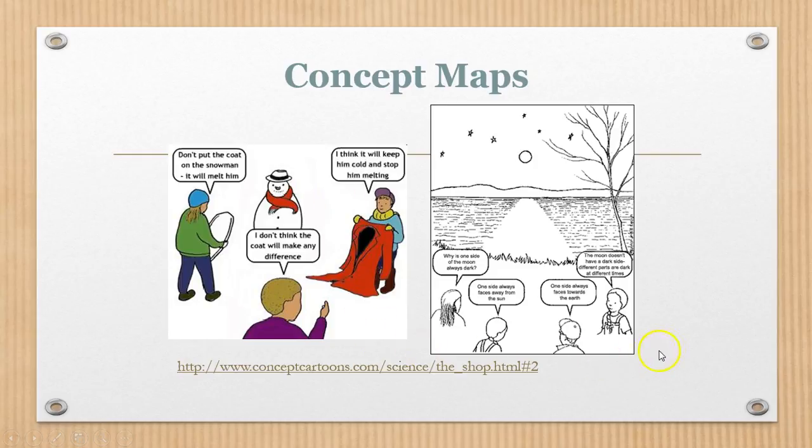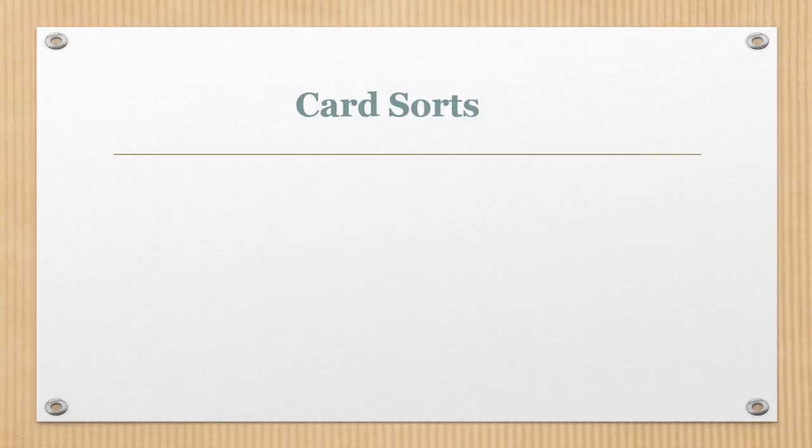And so what you do is you have a discussion in which you ask the students which child in the cartoon do you feel is correct. And again, what this sort of gauges for you is, do they have any misconceptions about the concept you're about to be teaching? Card sorts.